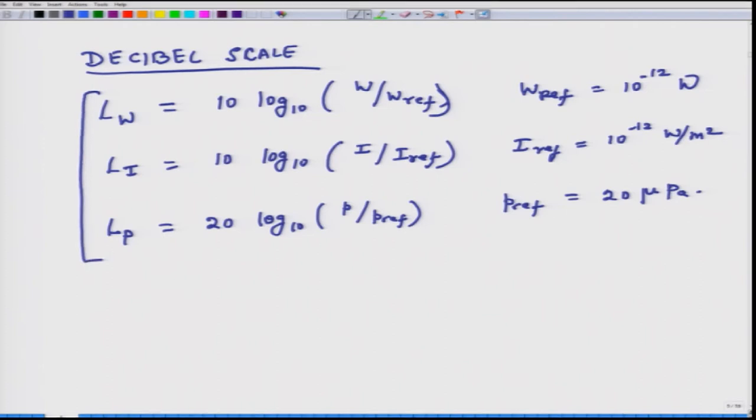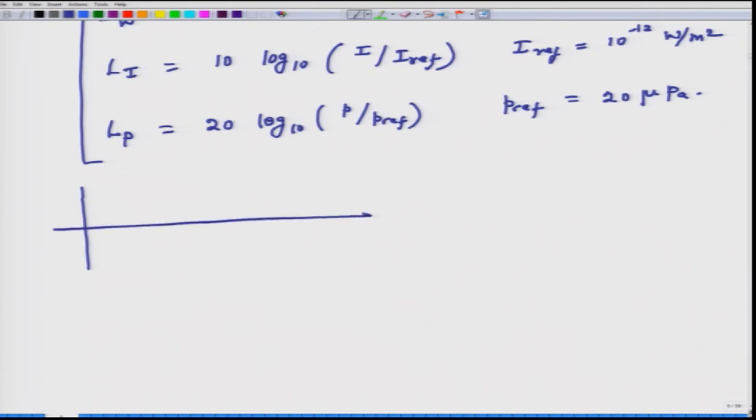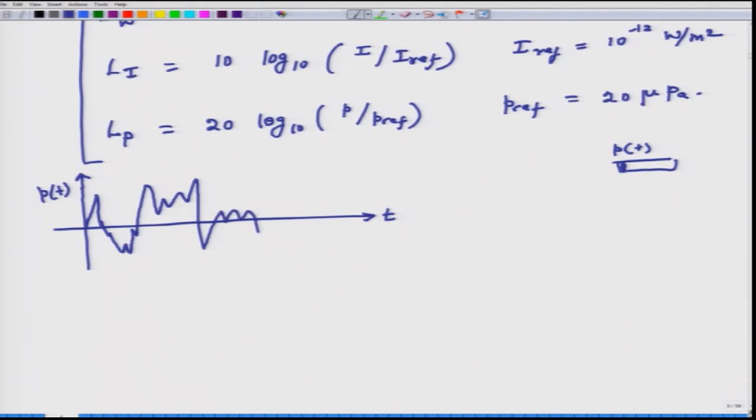Now, here is a question. Suppose this is time and there is a microphone, and the microphone is measuring pressure and the position is fixed, so it is measuring pressure as a function of time. Here I am plotting P of t, and when I measure the pressure, this is what the graph looks like. So, how do I calculate LP? Because P is changing with time. So, what is the value of P?